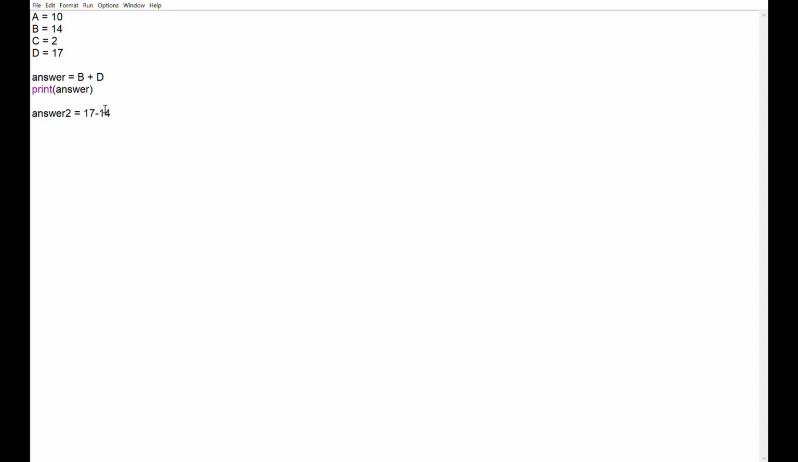Remember, no quotes. And then we print answer 2, and then we just close it. Now you can run it if you want right now, but I'm gonna be running it last because I just want to do all one batch. So yeah, so now we're gonna do multiplication.